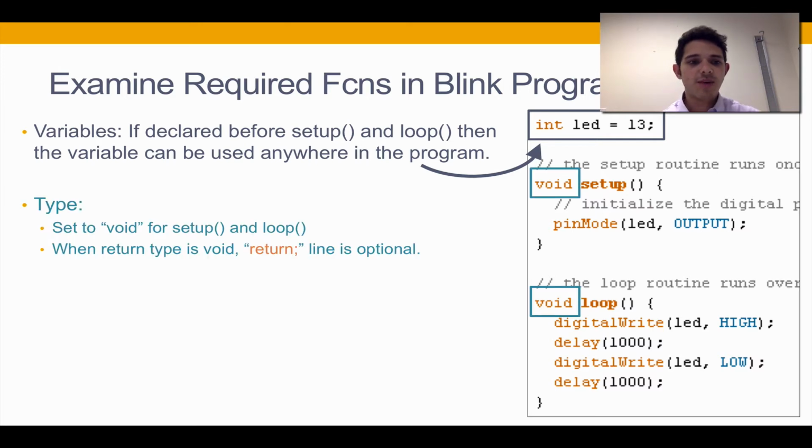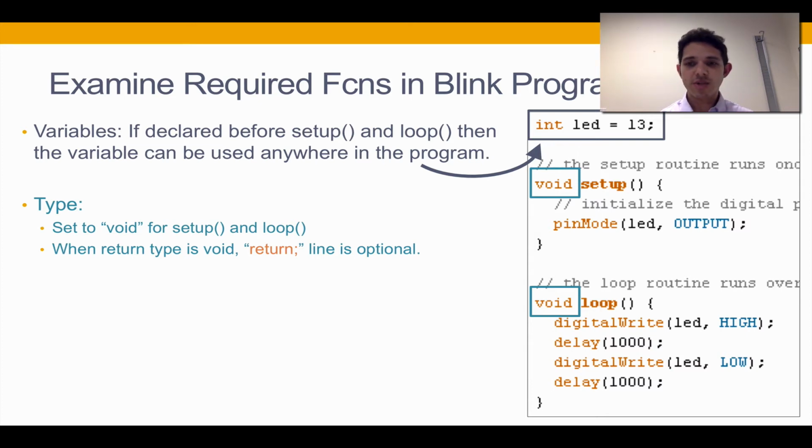Next, you can see that we have two required functions, as was described before, a setup function and a loop function. Now they are functions, so we need to define some output, some return. Now in this case, these functions won't return anything. So we'll define their output as type void, meaning nothing is returned. And because of this, the return line is optional.